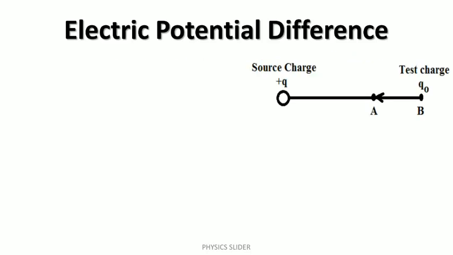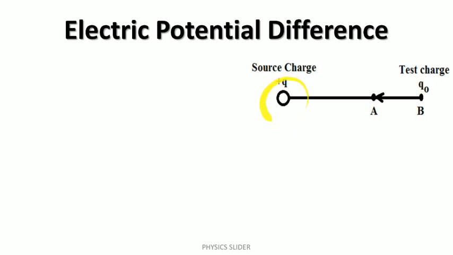Let's consider a source charge positive Q and a test charge Q0. This test charge we need to move from the point B to the point A. When we are moving this test charge Q0 from the point B to the point A, then we need to work against an electrostatic force of repulsion due to this positive charge.